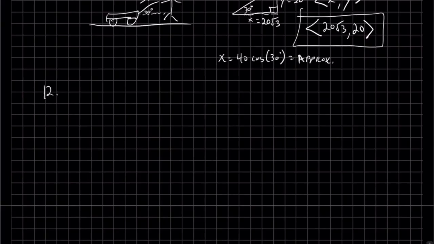All right, number 12. Where's my pencil? Okay. Farmer wishes to remove a stump. I'm not going to read it to you. I'm assuming you've already read the problem.